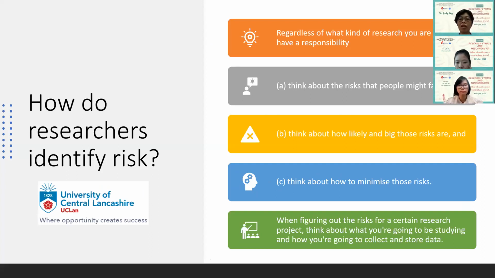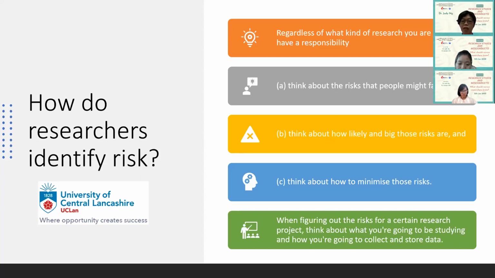So how do researchers identify risks? Regardless of what kind of research you're doing, classroom research, or research done in a society, you have a responsibility to protect your participants. So number one, you need to think of the risks that people might face. You need to think, how big are those risks? Are the risks big or small? But whatever it is, you need to minimize those risks. So identify them and then think how you're going to protect your participants from all those risks.